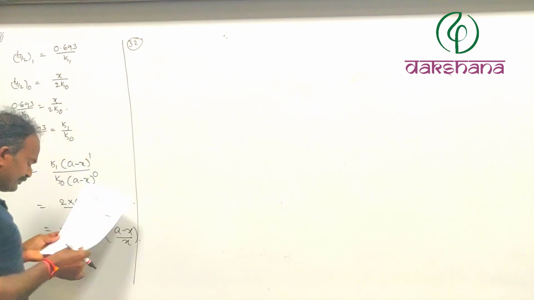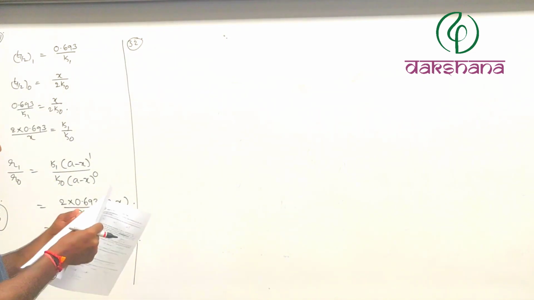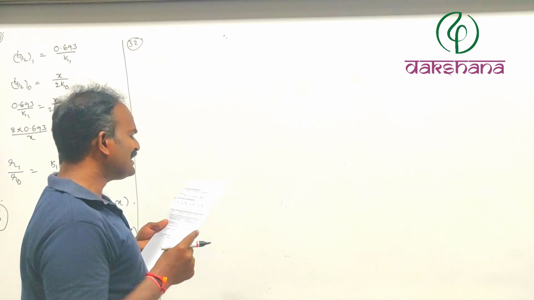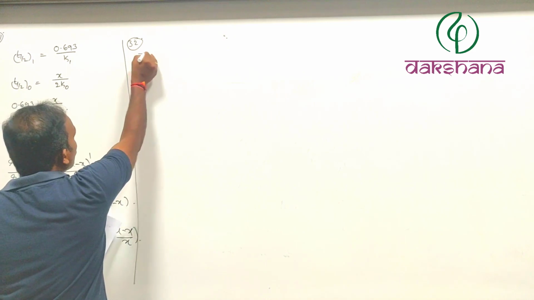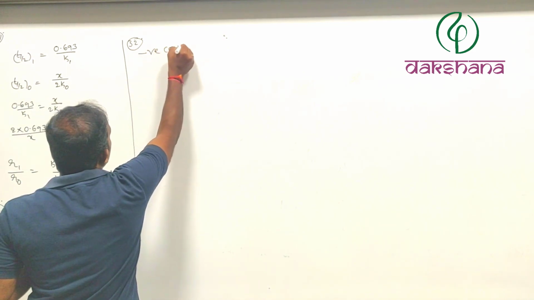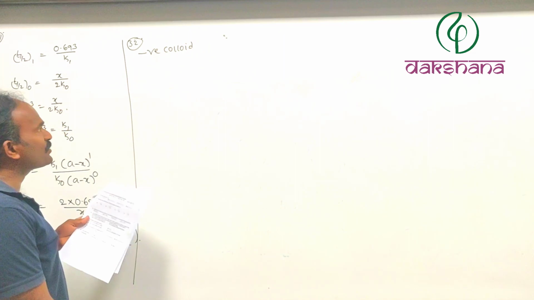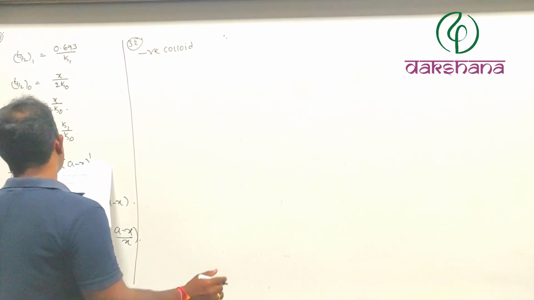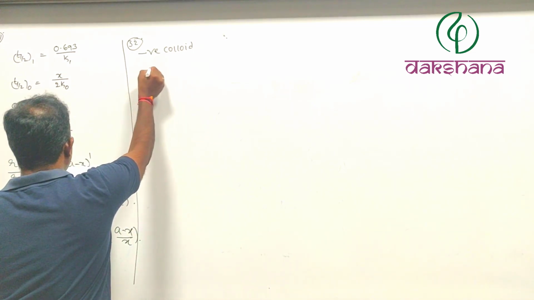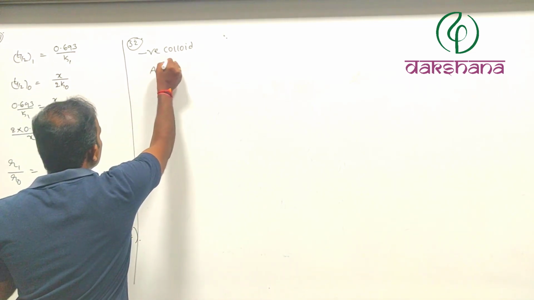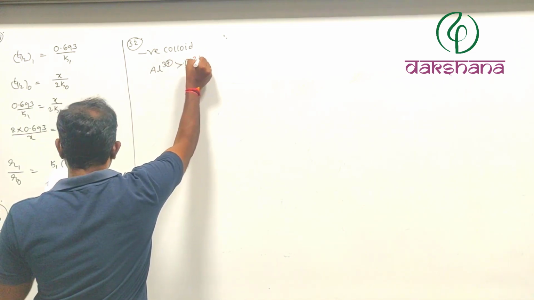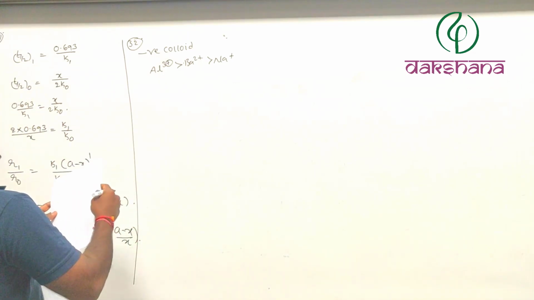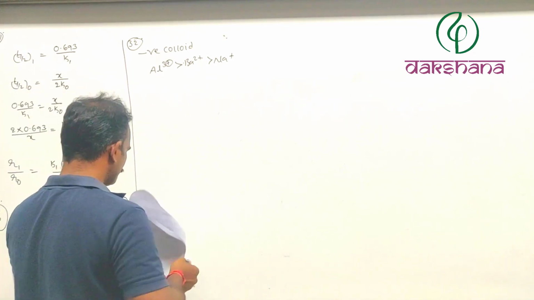Question number 32. The coagulation power of an electrolyte for blood decreases in the order of. Blood is a negative colloid, which is always going to be coagulated by positive ions. Therefore it will be option C, because Al plus 3 is greater than Ba plus 2 is greater than Na plus. So for 32, option C.